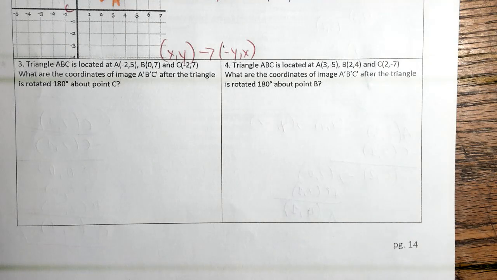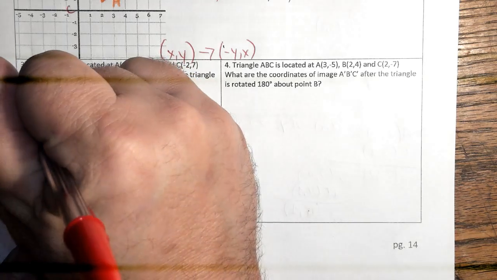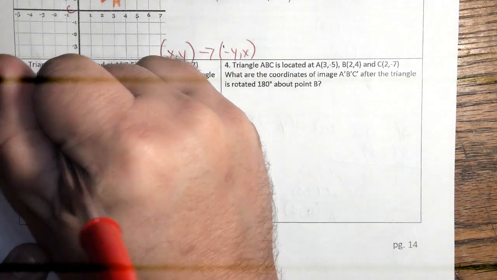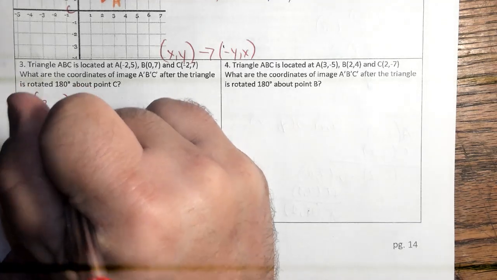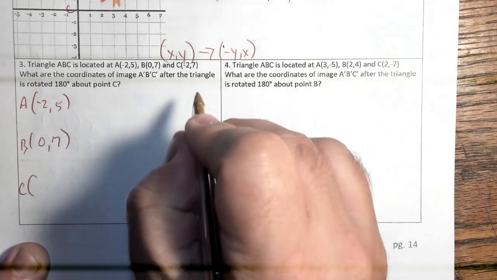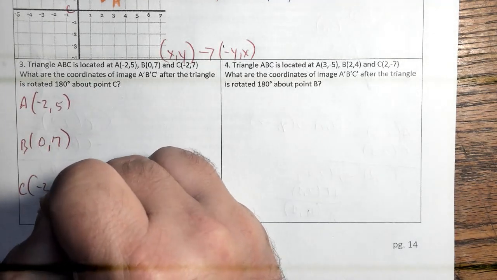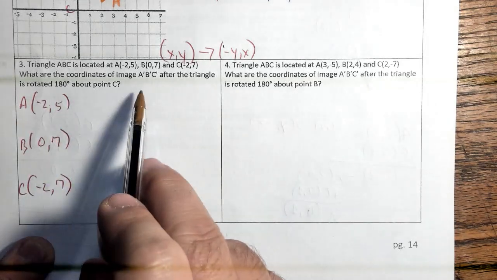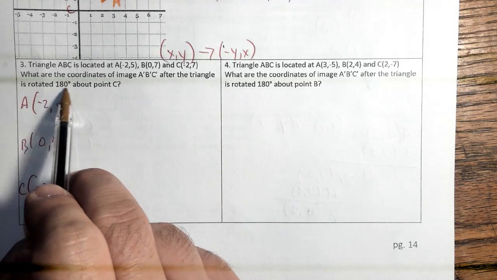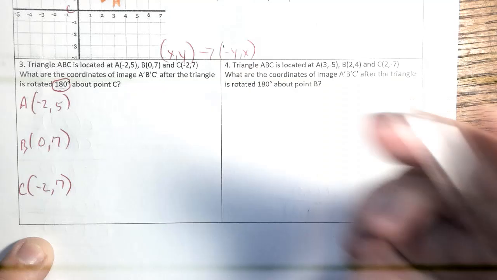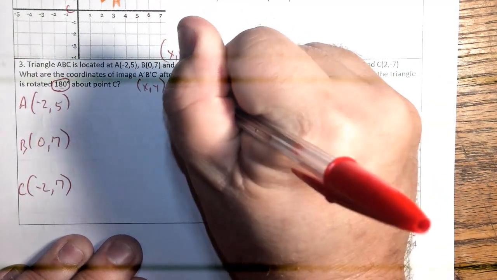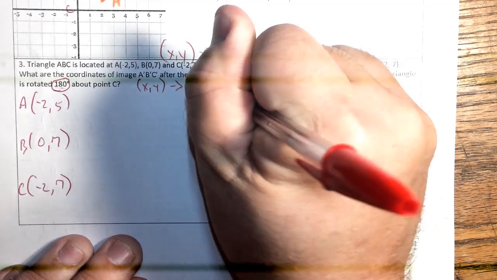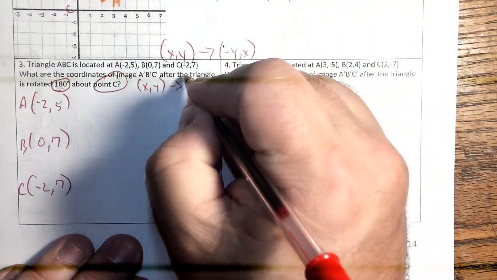Triangle ABC is located at, it gives us the coordinates. I'm going to write those down. A, -2, 5. B, 0, 7. C, -2, 7. It says, what are the coordinates of the image? It rotated 180 degrees. And remember, 180 doesn't matter whether it's counterclockwise or clockwise. It's still x comma y to -x, -y.